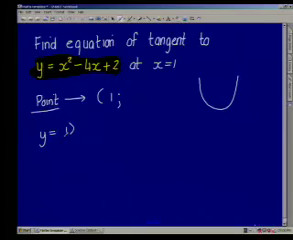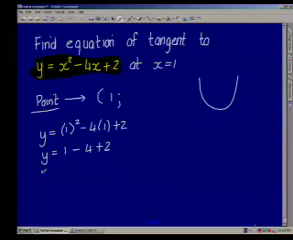And so substituting 1 in, I'm going to get y value is going to be 1, take away 4, add 2. And you can see that that quickly comes to minus 1. 3 take away 4, minus 1. So the point that I'm working at, the point where my gradient has to be taken, is at the point (1; -1). So that's the first thing.